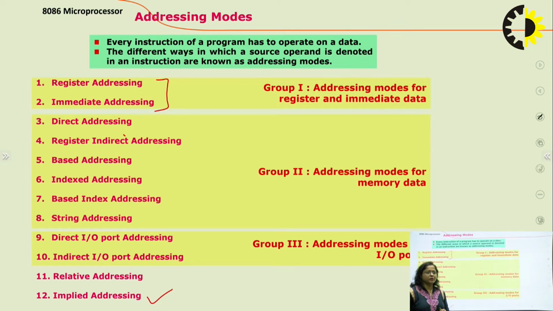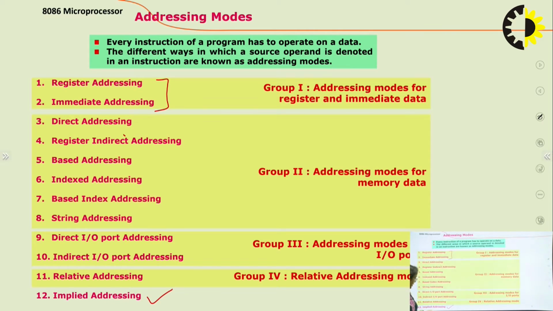In 8086, since the data bus is 16-bit, the number of IO ports that can be accessed is 2 to the power 8 in case of direct IO port addressing, and 2 to the power 16 in case of indirect IO port addressing using a 16-bit register. Next is relative addressing, where the relative address is specified in the instruction. And last is implied addressing.